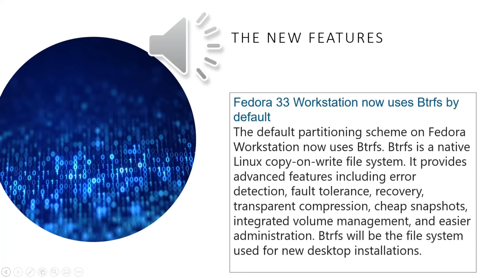The default partitioning scheme on Fedora Workstation now uses BTRFS. BTRFS is a native Linux copy-on-write file system. It provides advanced features including error detection, fault tolerance, recovery, transparent compression, cheap snapshots, integrated volume management, and easier administration. BTRFS will be the file system used for the new desktop installation.